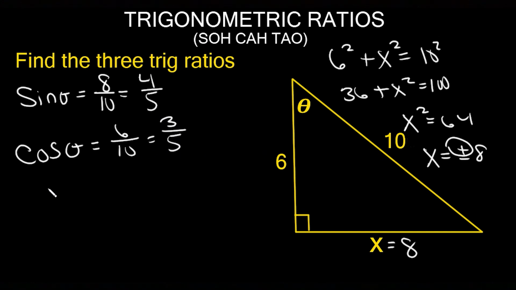Okay? And then we're just going to do tangent. So tangent theta, that's going to be opposite over adjacent. So here it's going to be 8 over 6, which we can reduce again. 2 will go into 8 4 times. 2 will go into 6 3 times. Okay? And that's done. All right? Okay, let's go ahead and try a different example.